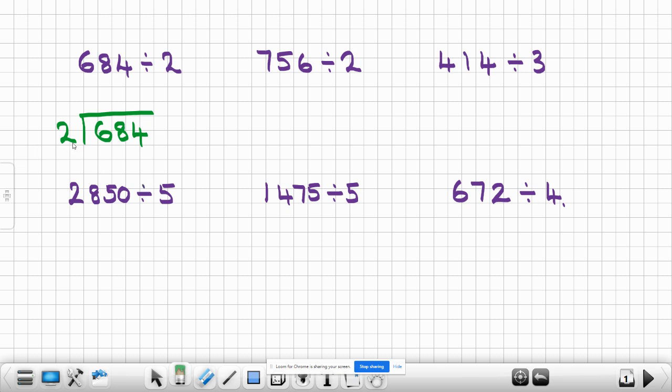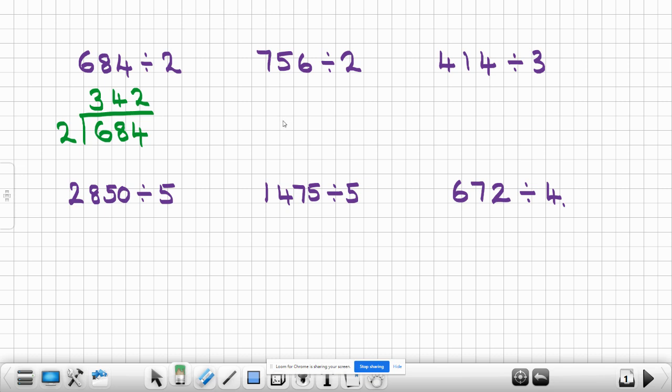We're going to start by saying, how many 2s can we get from 6? How many 2s go into 6? So 2, 4, 6, that's 3. And there is no remainder, so we can just carry on. How many 2s in 8? There are 4. And how many 2s in 4? There are 2. So 684 divided by 2 is 342. And that wasn't too challenging. Most of us can do our 2 times table. There was no remainder on any of those, so very straightforward.